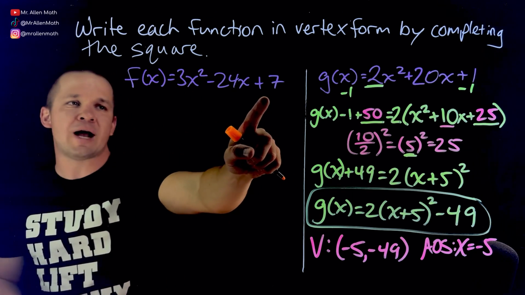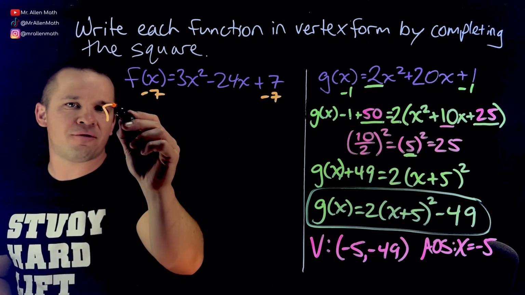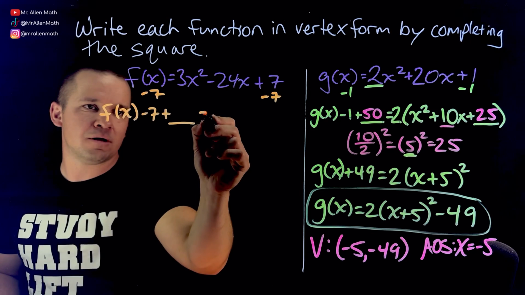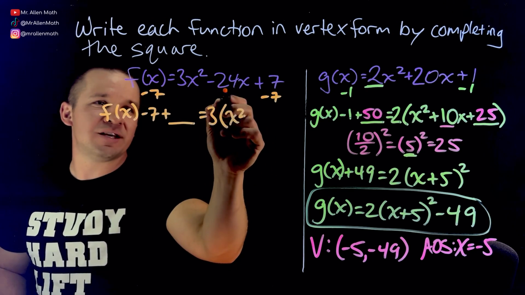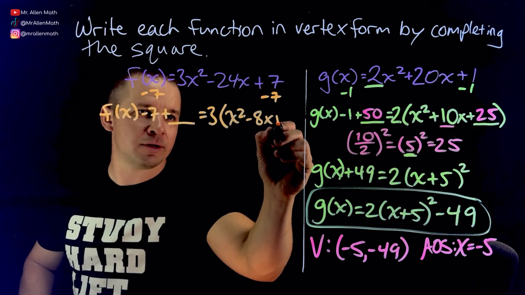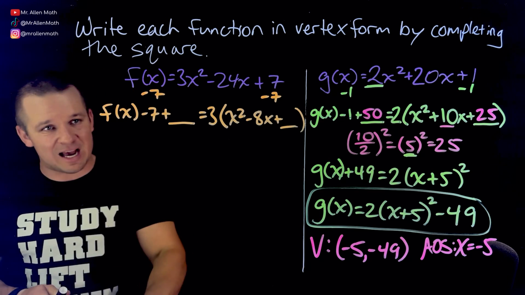Let's get it popping. First thing, subtract 7 on both sides. I have f of x minus 7 plus blank. Take out that 3, no matter what, x squared. Then this divided by 3, -8. So -8x plus blank. Almost ran out of room. Now we have to figure out what goes in that blank.